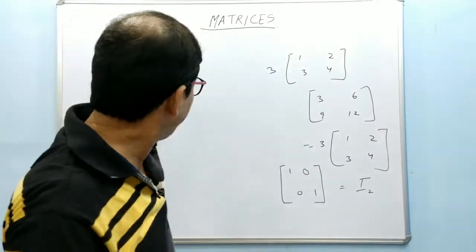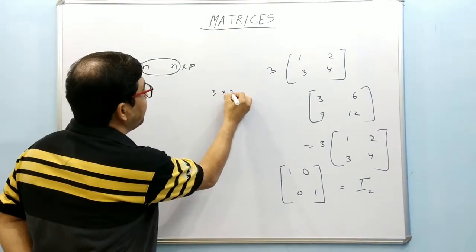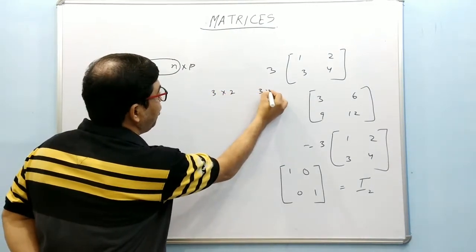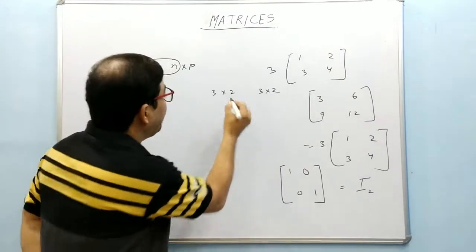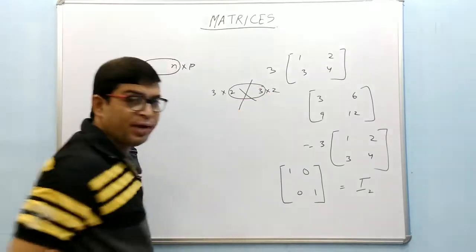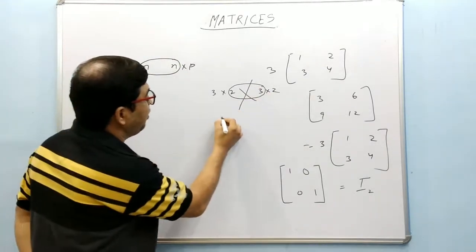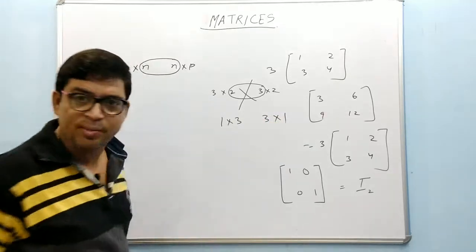See, first criteria. Now you tell me, can 3 into 2 be multiplied to 3 into 2? No, because this 2 and 3 should be equal, and that is not equal here. Now if I say 1 into 3 is multiplied to 3 into 1, is it possible?